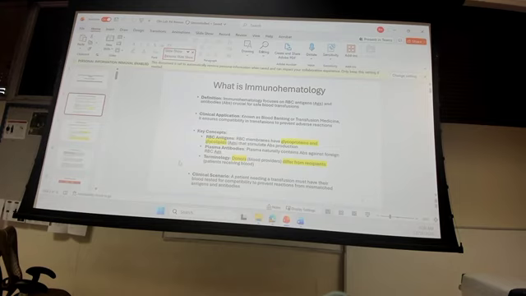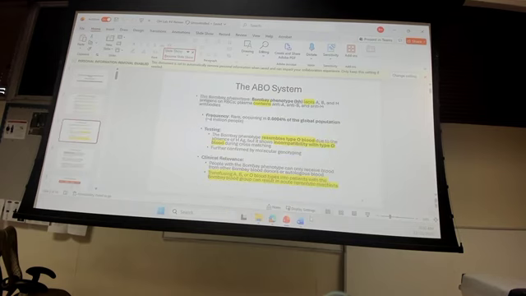Okay, so what is immunohematology? We're focusing on red blood cells, antigens, and antibodies. What is the difference between a donor and a recipient? The donor is the blood provider, the recipient is receiving that blood product, right?